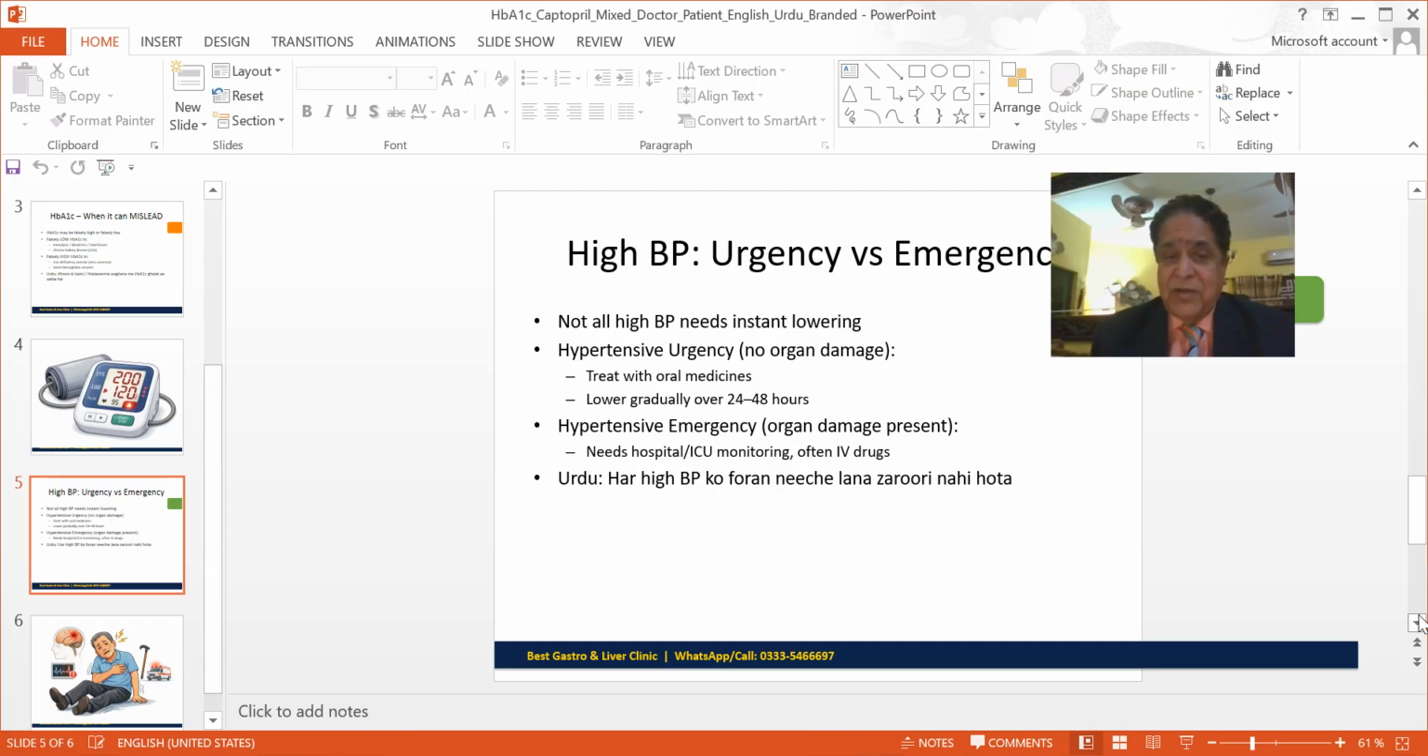So one should understand that high blood pressure, is it in the setting of urgency or is it emergency? Not all high blood pressure needs instant lowering. As I mentioned, hypertensive urgency is when there is no organ damage. One has to treat it with oral medication and wait for 24 to 48 hours. Let the blood pressure slide down rather than drop down.